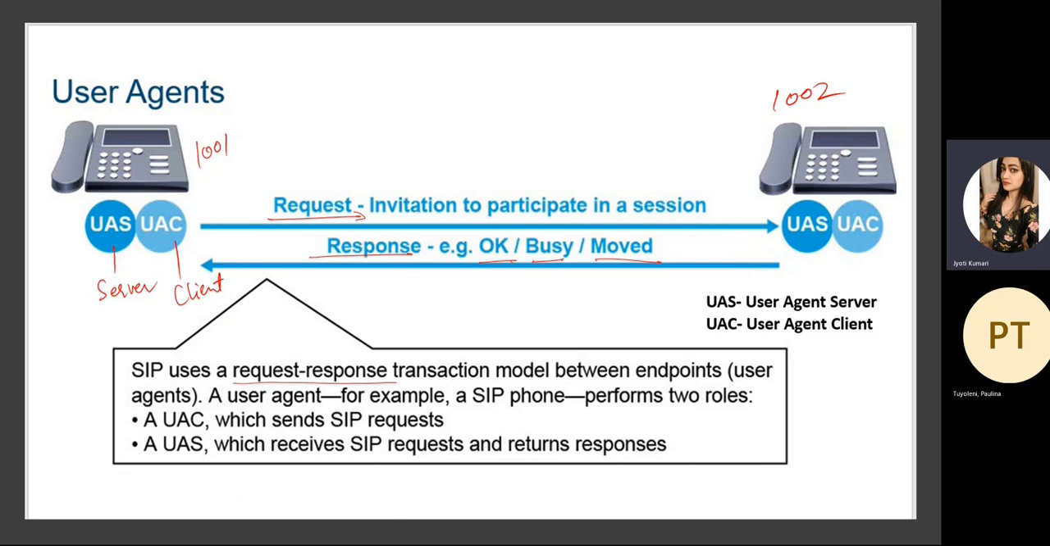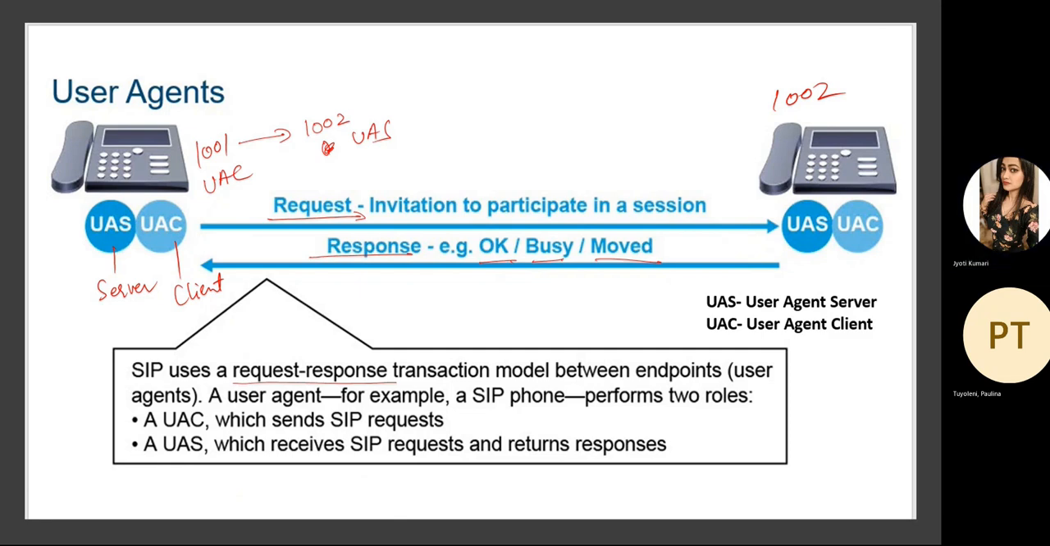Same way here. The device, the IP phone, which is initiating the request for the session is a client. So in this case, because 1001 is dialing 1002, this is sending the request. So 1001 here is the client and 1002 here is the server, which is sending the response. Responses can be okay, as we said.